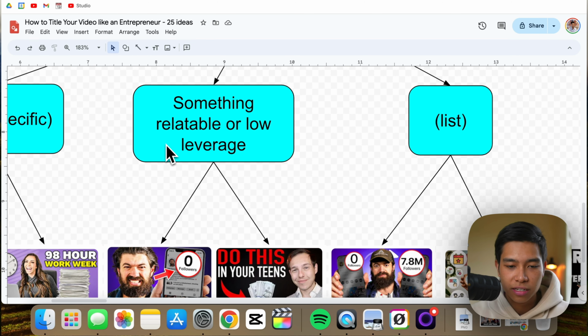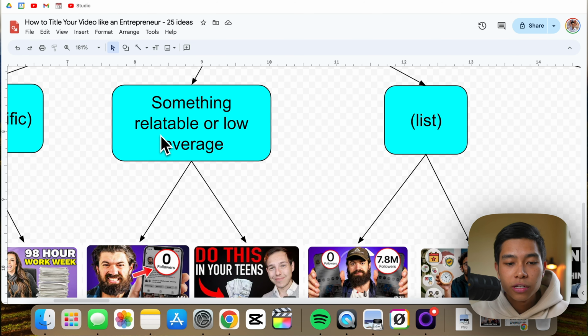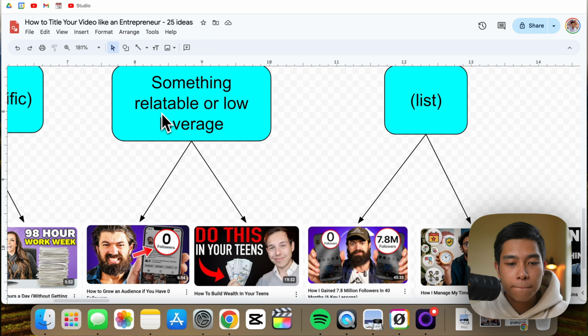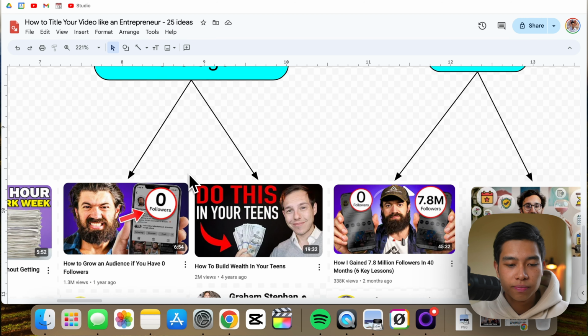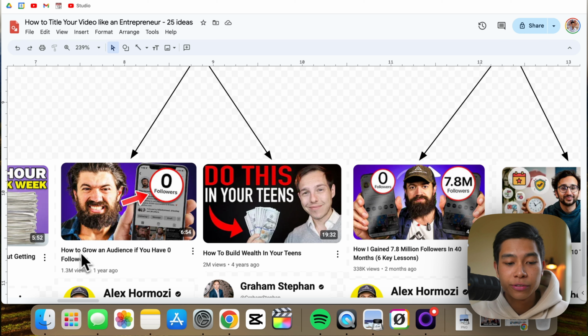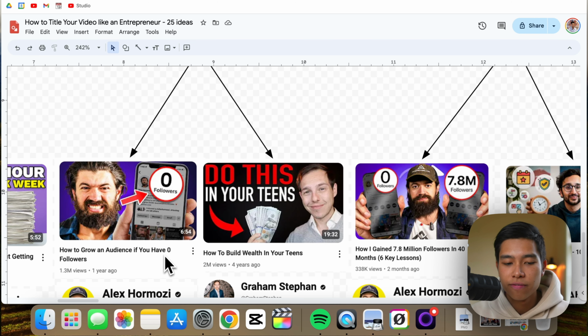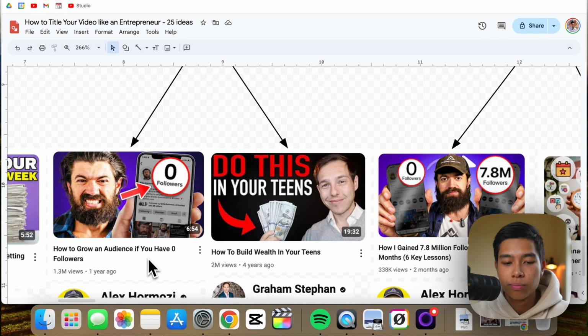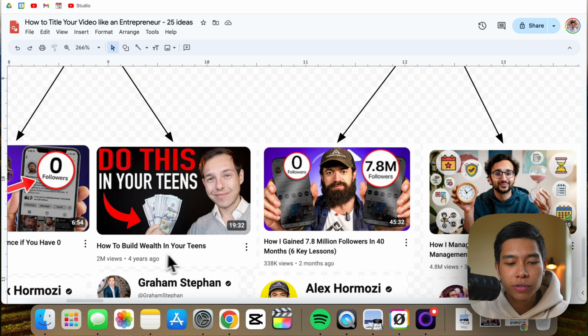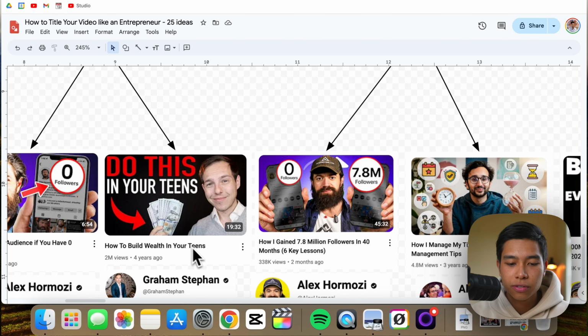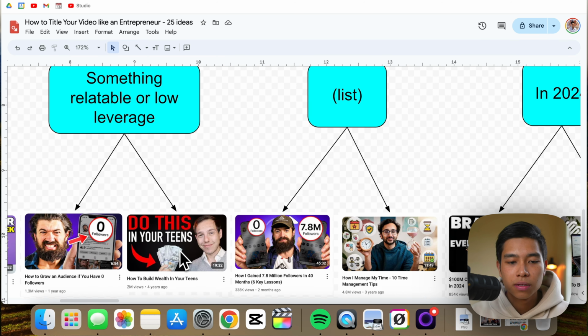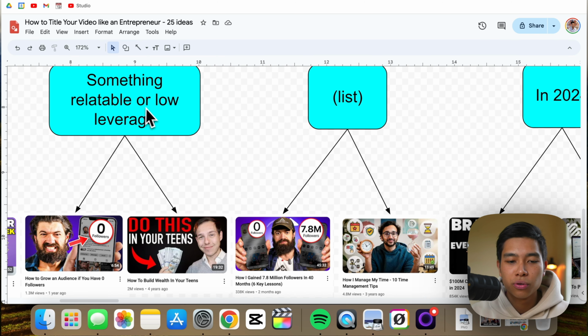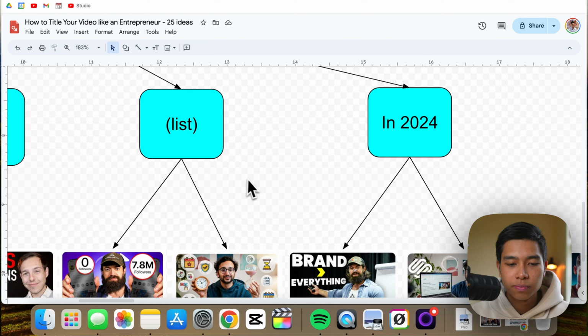It's more specific technique. Now, you could also have something relatable or low leverage at the end of your how-to statement. So how to grow an audience if you have 0 followers. So that's relatable. A lot of people have 0 followers. It appeals to a broad audience. How to build wealth in your teens. Teens, relatable, broad audience. So either something relatable or low leverage at the end of your how-to statement.